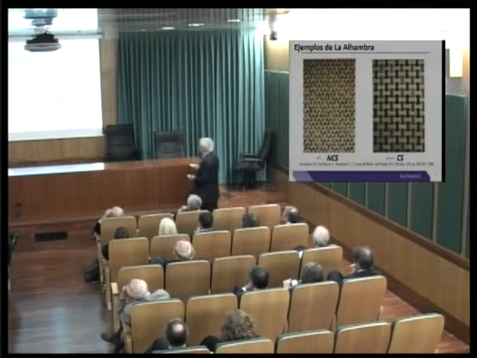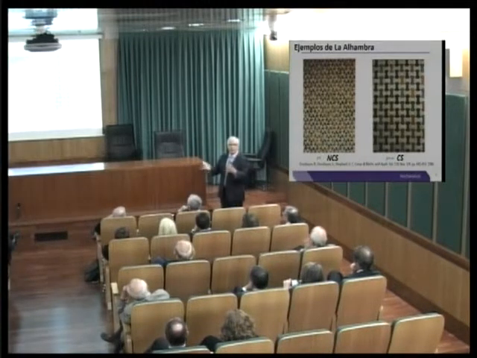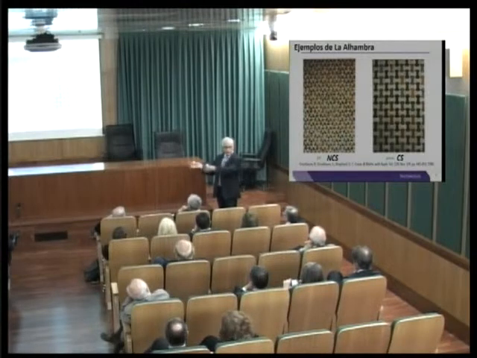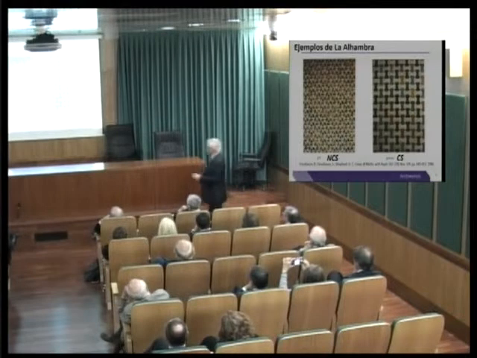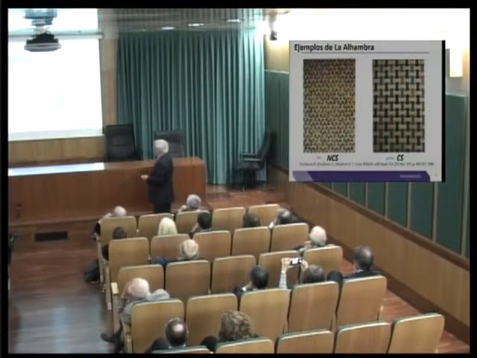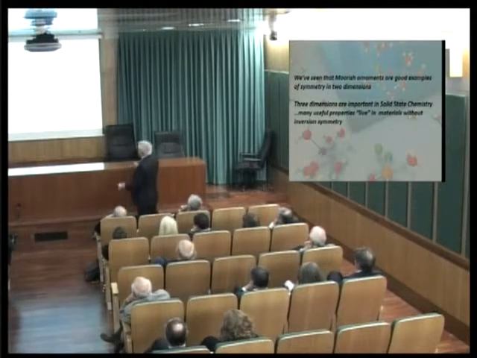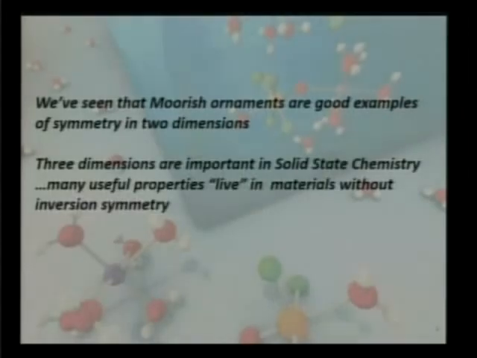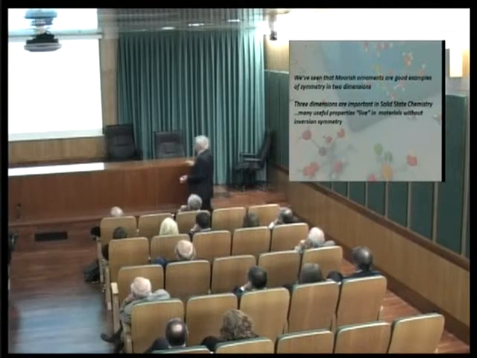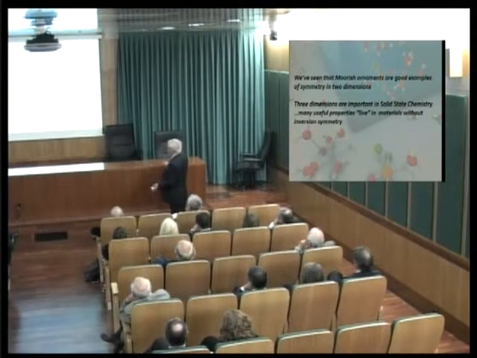So you can imagine then there's a lot of interest in just understanding the origins of structures that are centrosymmetric and those that are non-centrosymmetric, lacking inversion. Very important in the world of physics, for example. So we've seen then in these Moorish ornaments, these are good examples of symmetry in two dimensions. But tonight, what we're going to be talking about are three dimensions. They're important in all of the physical world, and especially in solid-state chemistry.